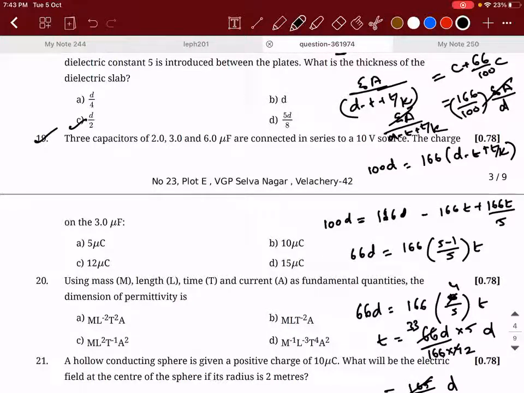Next, 19th. 3 capacitors, 2, 3, and 6 microfarad, are connected in series to a 10 volt source. Find the charge on the 3 microfarad capacitor. Sir, option B, sir. How, sir? Because current is always constant in series, and in each case, each capacitor will have the same charge, sir. Okay, so what is the answer? B, sir. I got B.